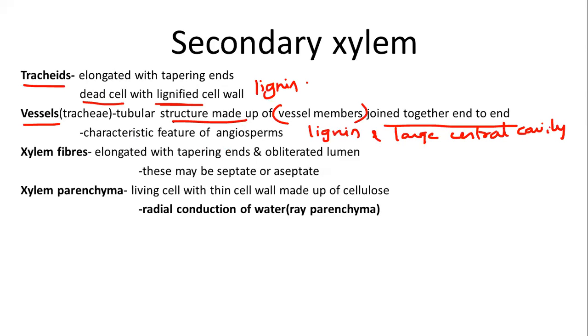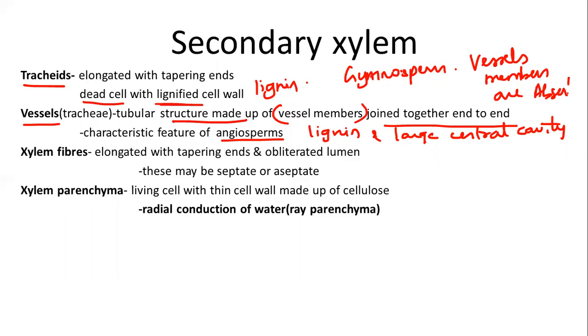Apart from that, it is the basic characteristic feature of angiosperms, whereas in gymnosperms vessels will be absent. The vessel members are absent, right? So you can say vessel members are one of the basic characteristic features of angiosperms.